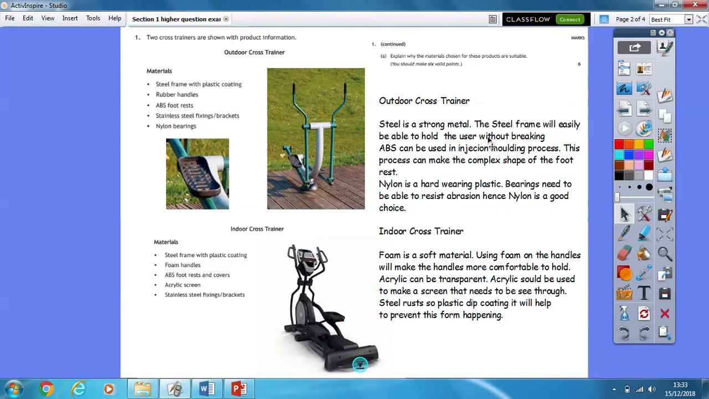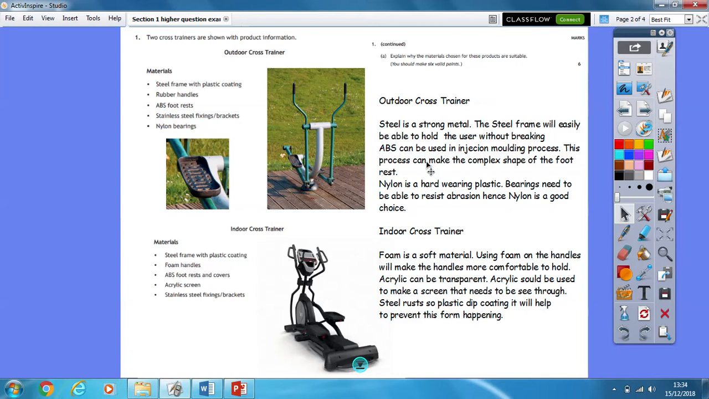Okay, so in relation to the outdoor cross trainer, what I've written down here is steel frame. So steel is a strong metal. So why would they want to use steel? The steel frame, because it's strong, will easily be able to hold the user without it breaking. So there we now get, not 2 marks, sorry, 1 mark, because we've identified the property of steel being strong, and we've given a suitable reason that if it's strong, it won't break.